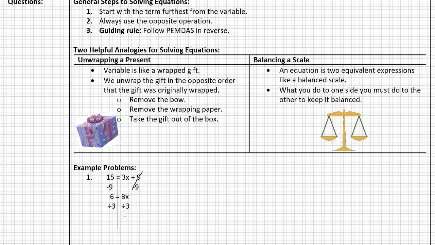3 divided by 3 is just 1, so it leaves us with 1x, which is the same as saying x. 6 divided by 3 is 2, so now we've unwrapped that present completely to determine that 2 is equal to x. We can check this by putting 2 back into the original equation and checking to make sure that it's right. So 3 times 2 is 6, right? If we replace x with 6, plus 9 is 15. So we know our answer, 2 is equal to x, or x is equal to 2, is correct.